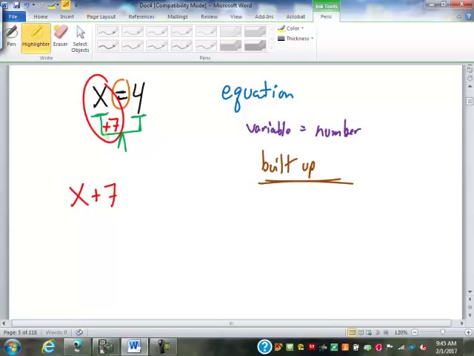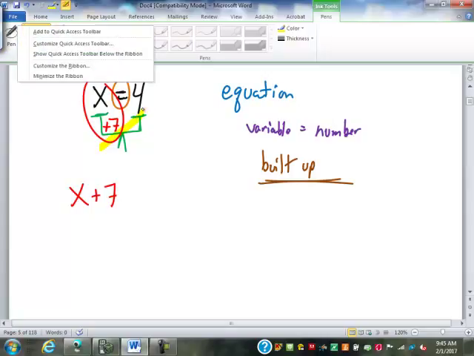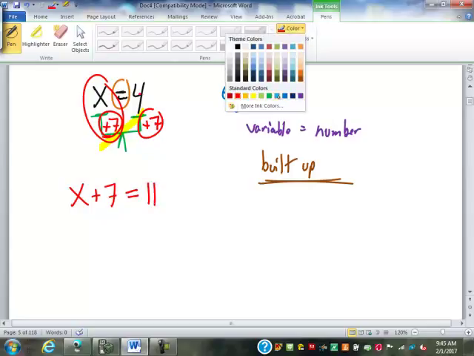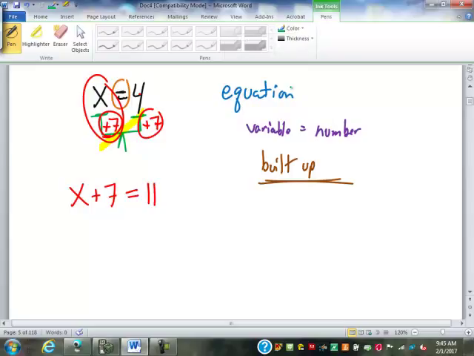Now the problem is if I add 7 over there, this scale is going to tip unless I do what? The exact same thing to the other side. I have to add 7 to the other side. By doing the exact same thing to both sides of the equation, I'm making sure that scale stays balanced. So here's my equal sign. 4 plus 7 is 11. Now I've built onto that equation. I've built it up to be more complex.